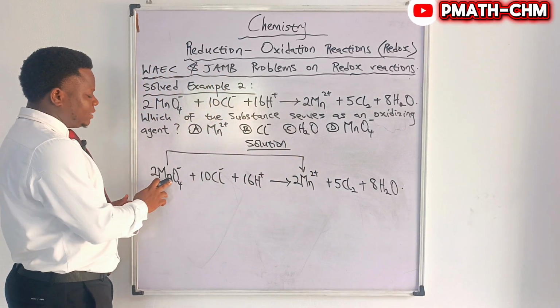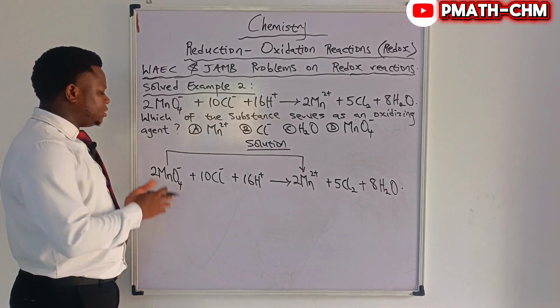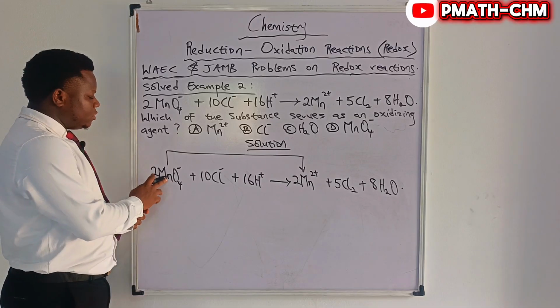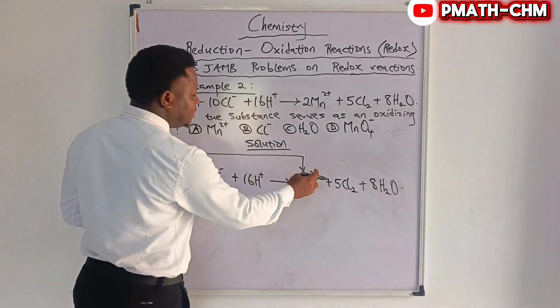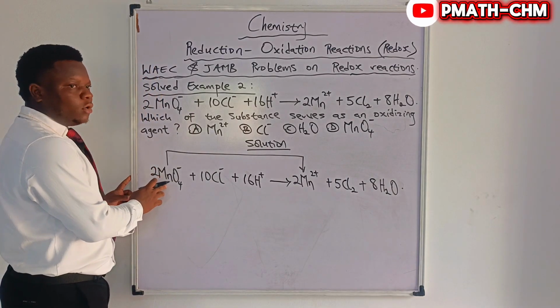So the central element there should be manganese. Of course, oxygen, most times, is always -2, except in peroxide, and this is not a peroxide. So we're interested in knowing the oxidation state of manganese here. The oxidation state of manganese is already showing here as +2, but the oxidation state of manganese here is unknown.